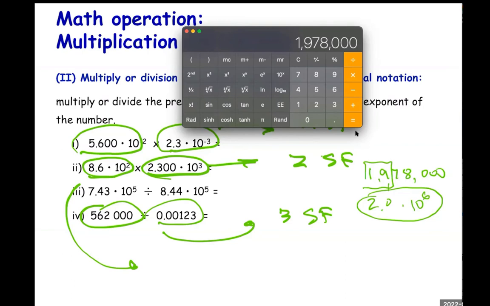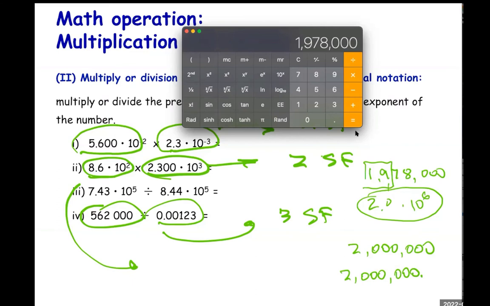If you wrote it this way, that would be wrong. Why? Because that number only contains one significant figure. There's no decimal point here. So that would be incorrect. If you wrote it this way, that too would be wrong. Why? Because that number has 7 significant figures because of the decimal.